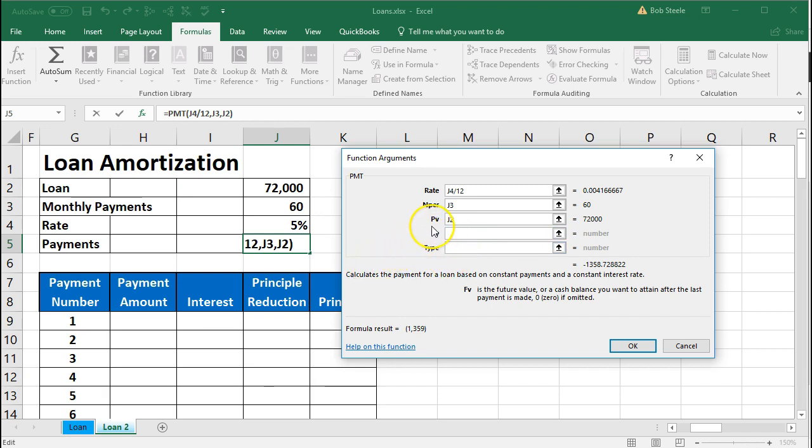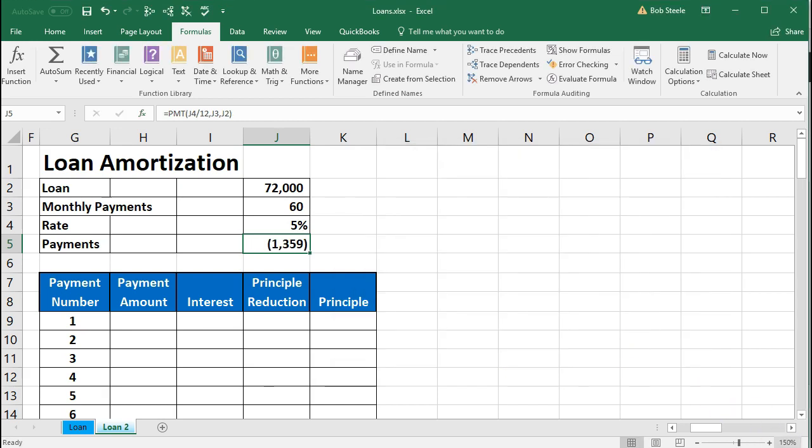That's why it's not highlighted. It's not required for every type of calculation. So then we're just going to say OK and see what it says. There is the loan payment amount that we're going to be using.